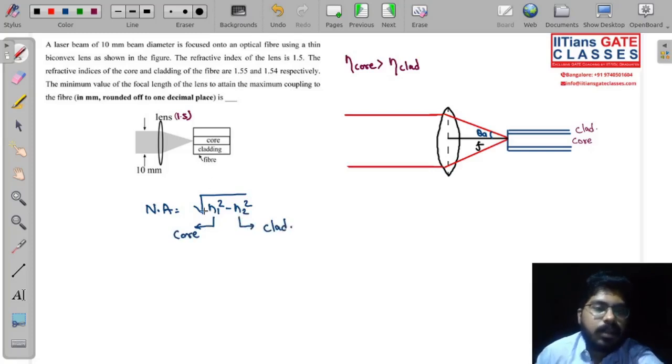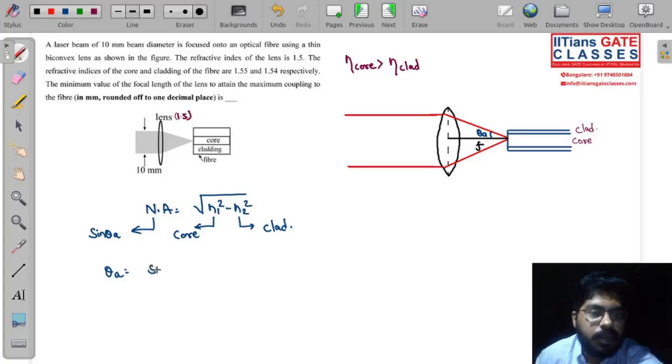Now if we solve this, we know numerical aperture is equal to sine of theta a, where theta a is this half angle, not the full angle. Remember this. This is actually very important. A lot of times in the exam we get confused. So theta a is the half angle. It is not the full angle. Let me put it in the calculator.